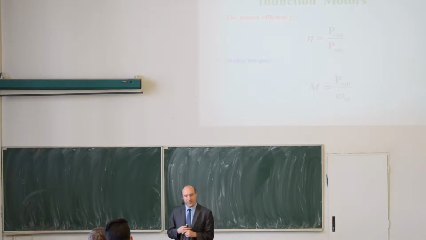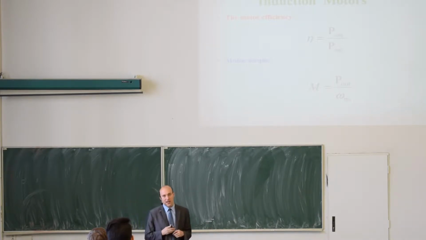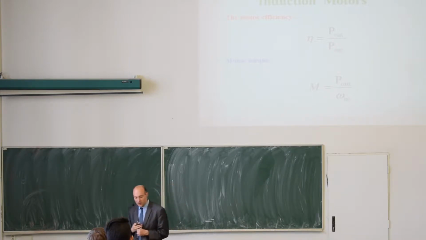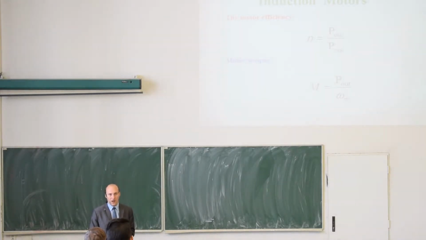And then you can plot something that's called an efficiency map, which is basically a dependence of efficiency on torque and on speed. So it's like a 3D chart, and you will find that it has areas of maximal efficiency where I would have the lowest losses. And this can be somewhere in the middle of the map, but it really depends on the construction.